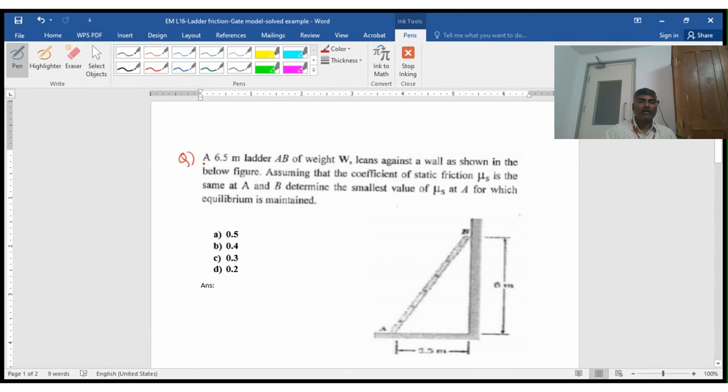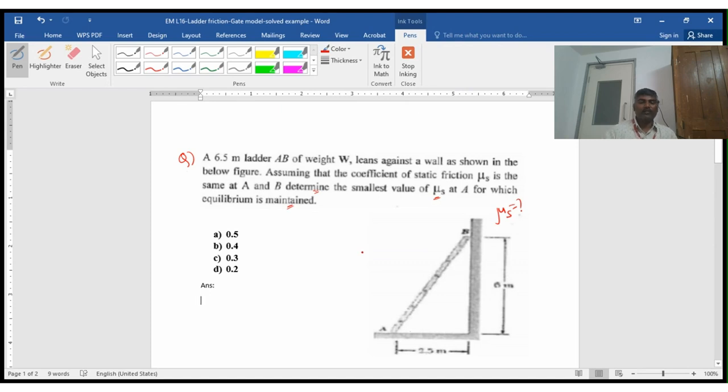Here is the question. A 6.5-meter ladder AB of weight W leans against a wall as shown in the figure. Assuming that the coefficient of static friction mu s is the same at both the wall and the floor contact, you need to determine the smallest value of mu s at which the equilibrium is maintained. So your job is to find what is the mu s value, the least mu s value.